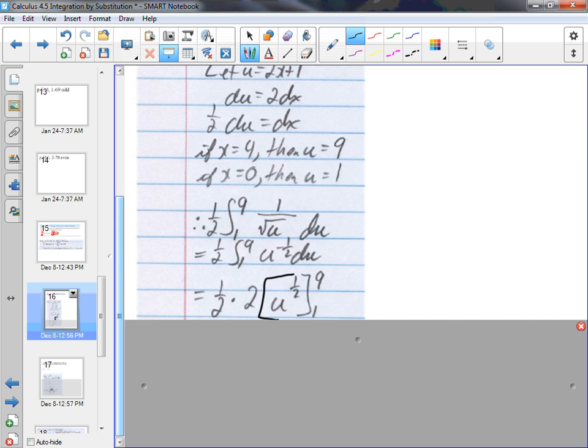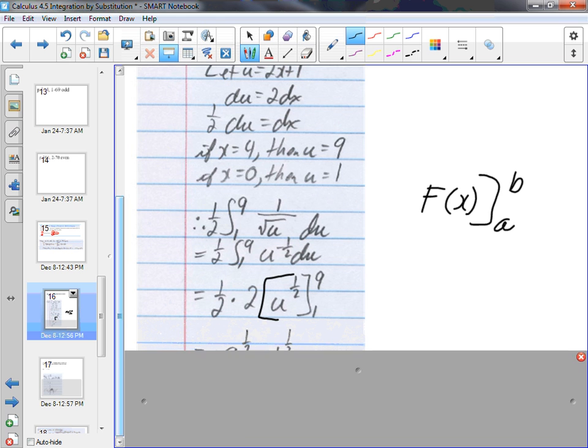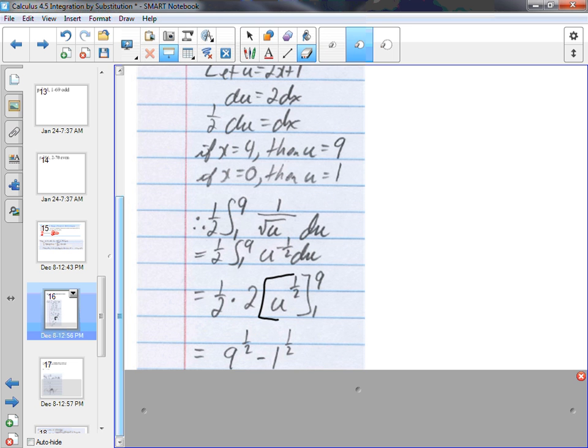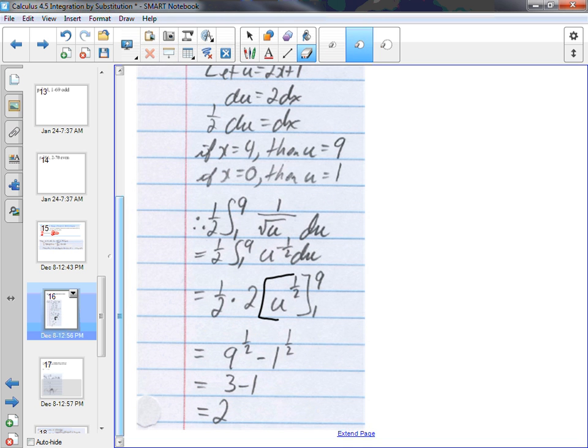So we're at this stage, right? We're at the antiderivative evaluated from A to B. So it's the antiderivative evaluated for B minus the antiderivative evaluated for A. So it's 9 to the 1/2 minus 1 to the 1/2. Now, to the 1/2 means square root. So that's the square root of 9 minus the square root of 1. It's 3 minus 1. And that's 2.